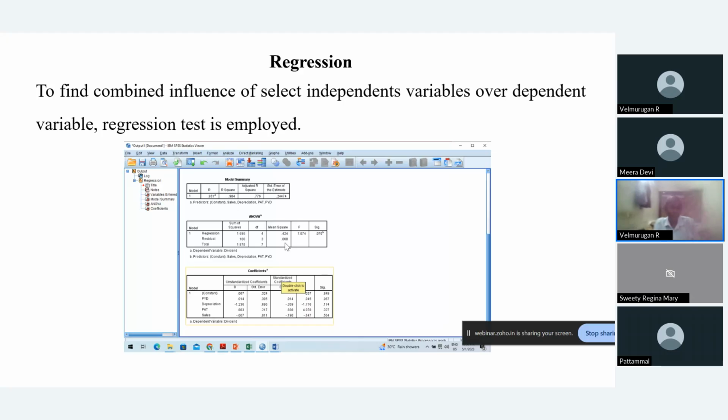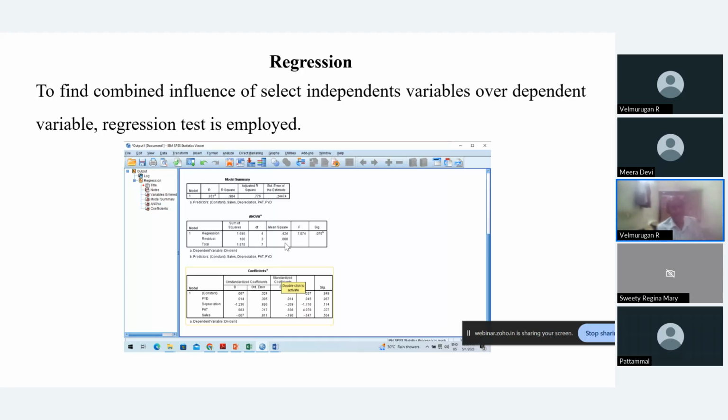it will create confusion. Always try to make use of very simple terms in social science terminology, so that all readers can easily understand the purpose of applying each and every tool. So you can simply say, for example, to find the combined influence of selected independent variables over the dependent variable, the regression test is applied.